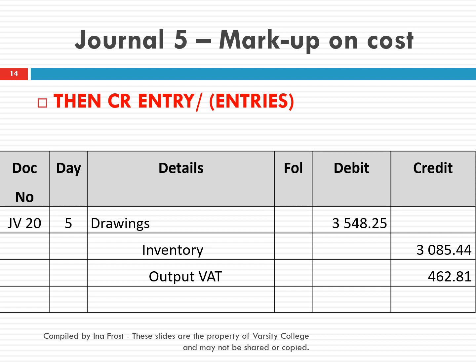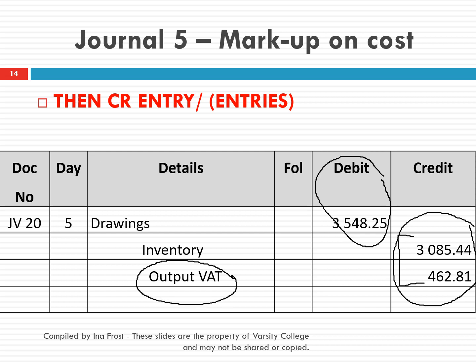Then the second is, which account will we credit? Now, in this particular transaction, you can see we're actually going to credit 2 accounts. So we have one debit and then we are going to credit 2 accounts because in this particular transaction there was a VAT implication as well. So we are going to credit the inventory account because we're taking inventory out to give it to the owner, and we have to credit our output VAT account as well.